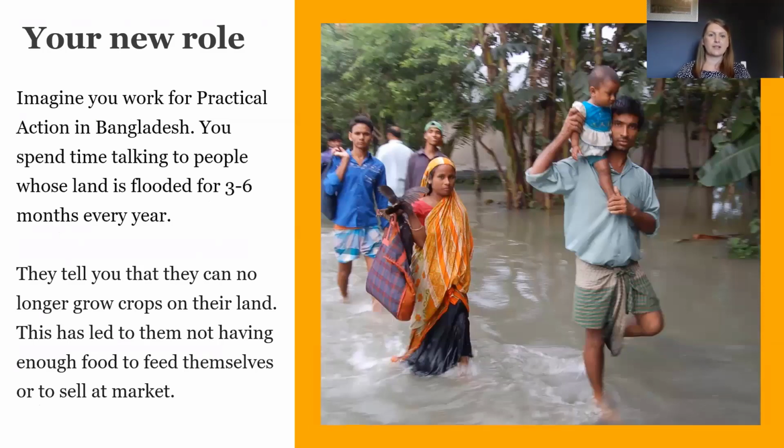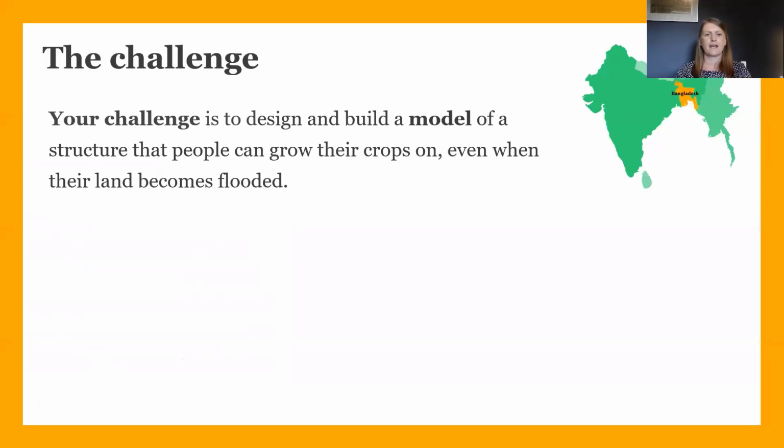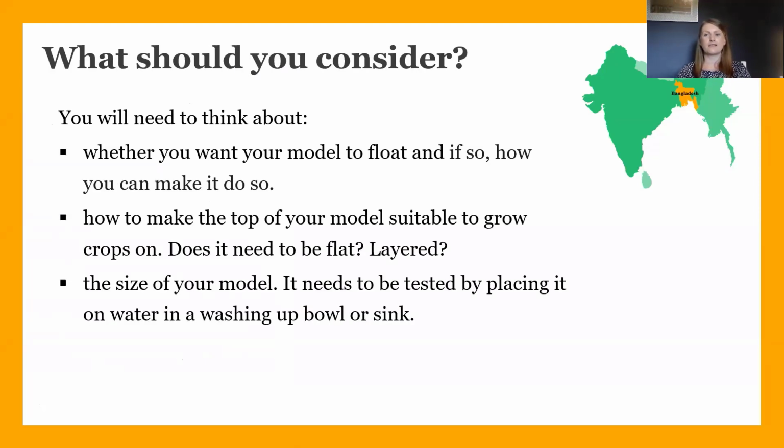So the challenge is to imagine you're working for Practical Action and to think about what issues the families in Bangladesh are having. And the idea is then to design and build a model of the structure that people can grow their crops on, so a floating garden, a structure that will allow them to grow their crops even when the land becomes flooded. The things that you'll need to consider when you're doing this is thinking about whether the model will float. If so, how can it do that? How can you make the top of the model suitable to grow crops on? And the size of the model, because it's going to need to be tested out in something like a sink or a bath or a paddling pool.